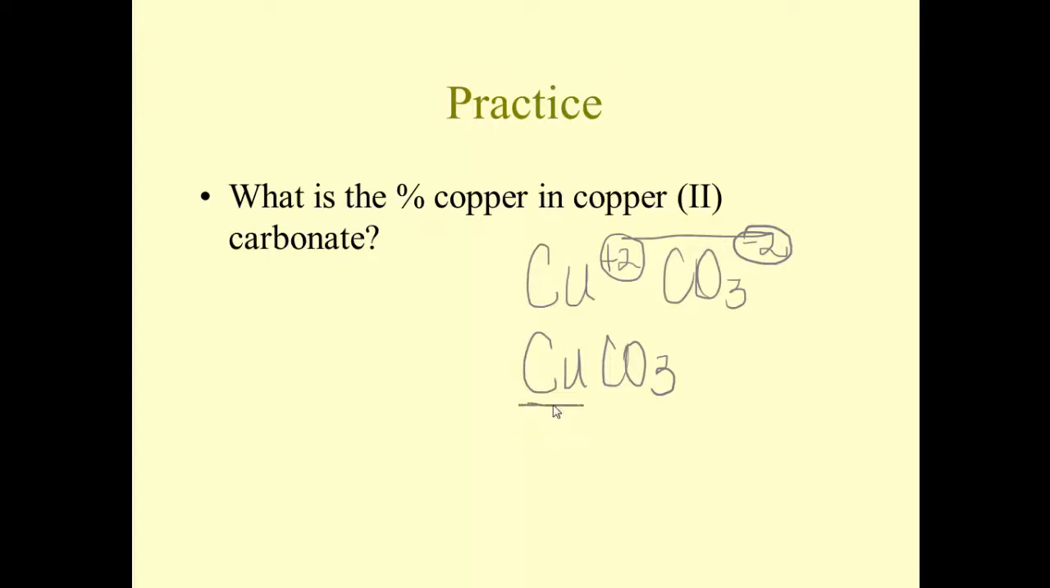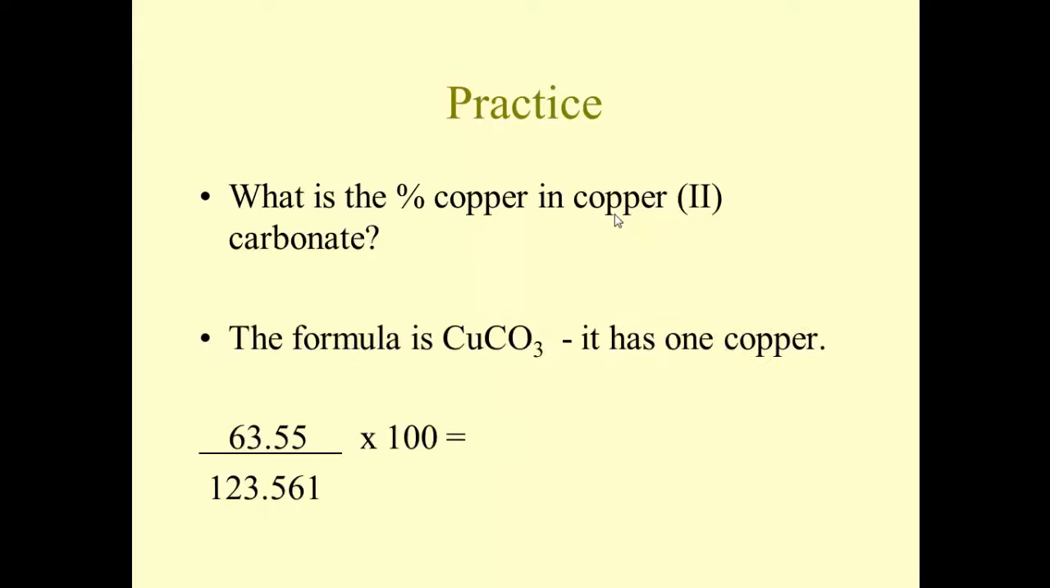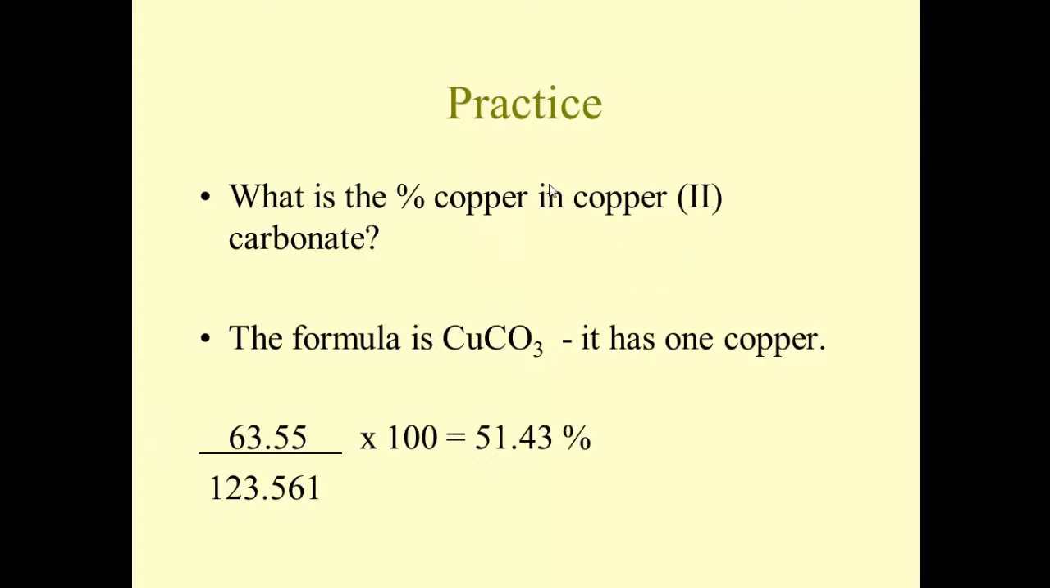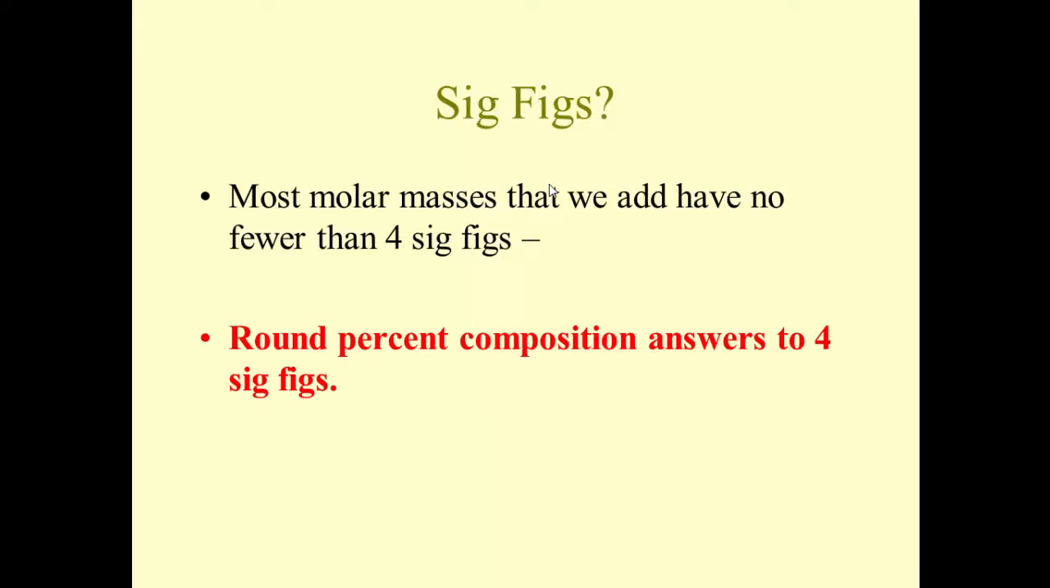So my calculation to calculate the percent copper is going to be the molar mass of 1 copper, that's the part, divided by the molar mass of the whole thing. So here's what we have. The molar mass of 1 copper is 63.55. The molar mass of the entire compound is going to be 63.55 plus 12.01 for 1 carbon plus 3 times 16 for oxygen. That whole molar mass goes down here on the bottom, 123.561. So you take your part, copper, divided by your total copper carbonate times 100, and we see that our answer is 51.43.